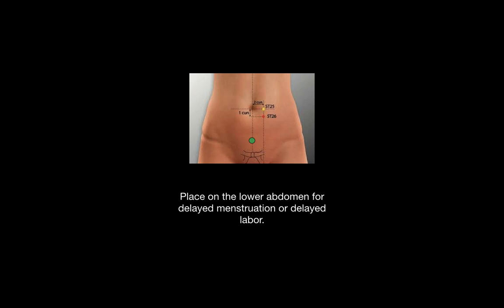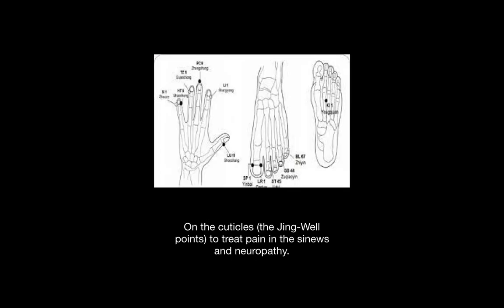Place the stone on the lower abdomen for delayed menstruation or delayed labor. You can rub the cuticles to treat pain in the sinews and neuropathy, and these are the Jing-Well points.